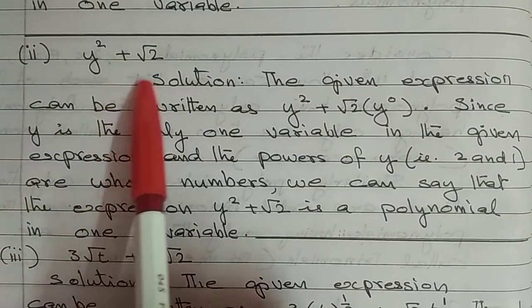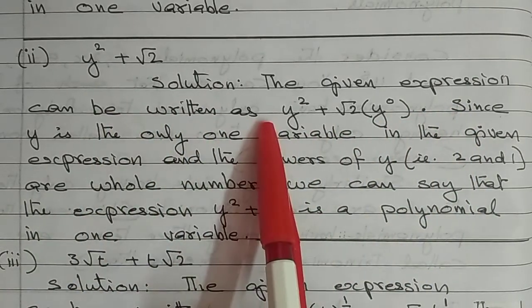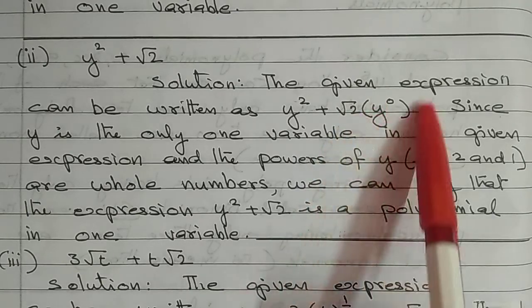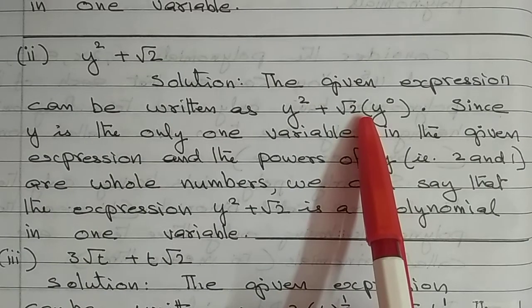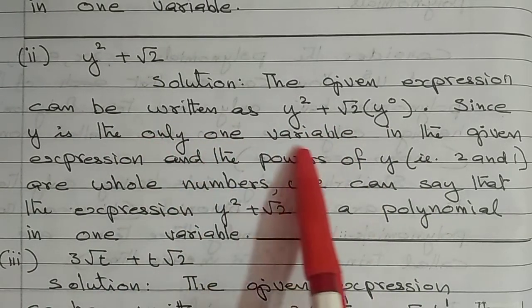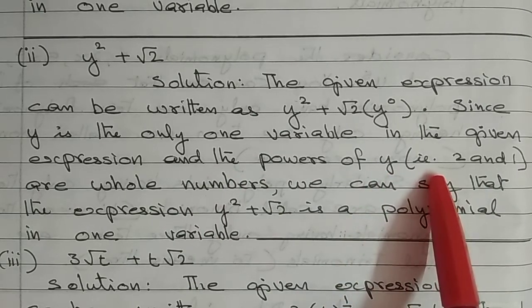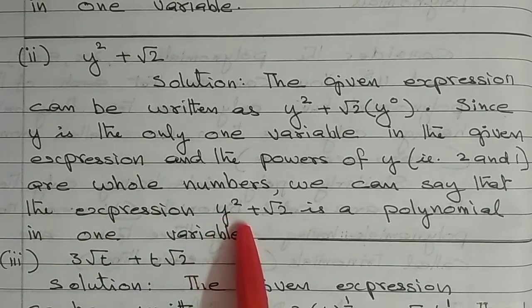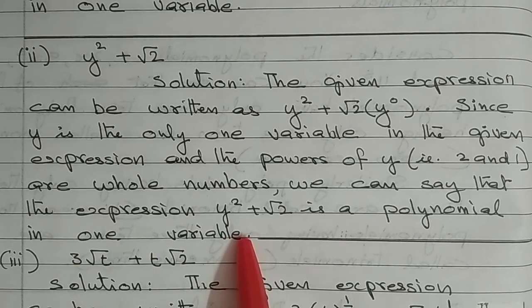Second part, y square plus square root of 2. The given expression can be written as y squared plus square root of 2 into y raised to the power of 0. It is a constant, and so I write it as root 2 into y raised to the power of 0. Since y is the only one variable in the given expression and the powers of y, that is 2 and 0, are whole numbers, we can say that the expression y squared plus root 2 is a polynomial in one variable.